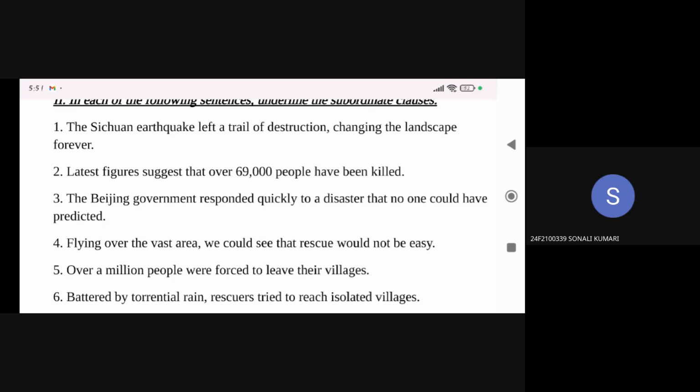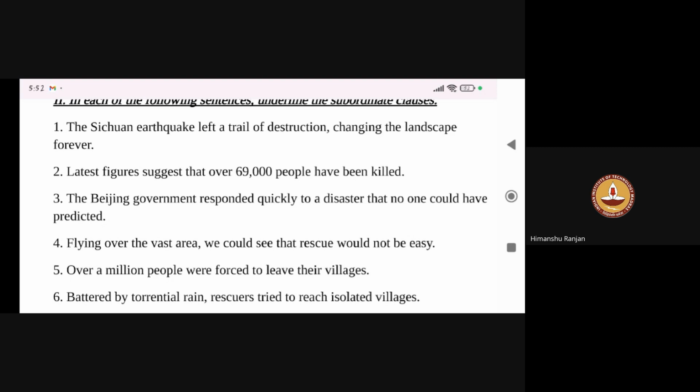We can't say that flying over the vast area is an independent clause because it is not complete. Flying over the vast area, no, it's not a complete expression, not a complete sentence. Because where's your verb? You don't have it, right? Oh, yeah. Got it.